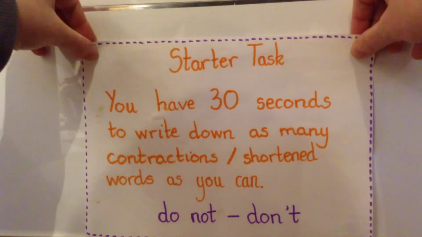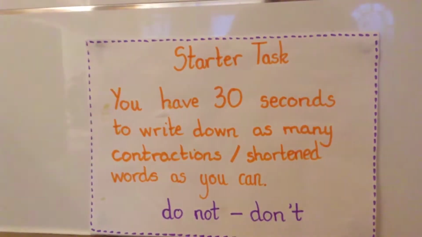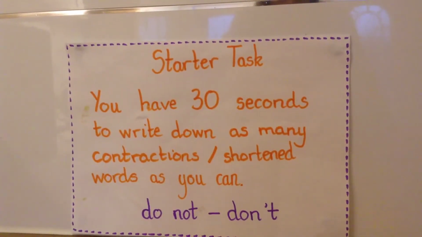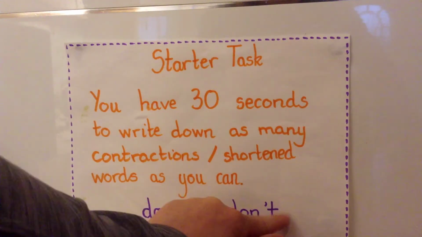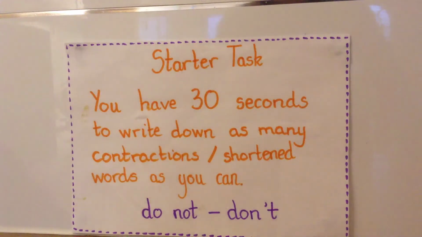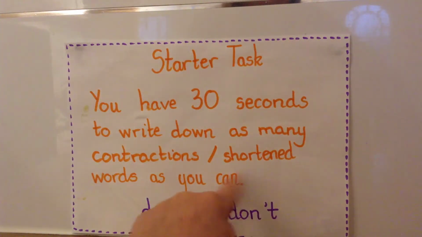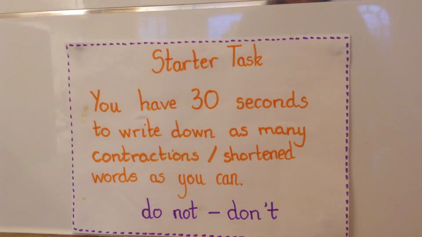Because we have been doing this in class, we've done it before we finished up, I thought we would have a wee starter task just to get your brains working. So I'm going to set a timer for 30 seconds and I want you to write down as many contractions or shortened words, it's the same thing, as you can. Now I've given you an example. I've got do not becomes don't. Now remember, your shortened word has always got an apostrophe somewhere in it. So I'm going to start my timer and just write down as many of these contractions as you can.